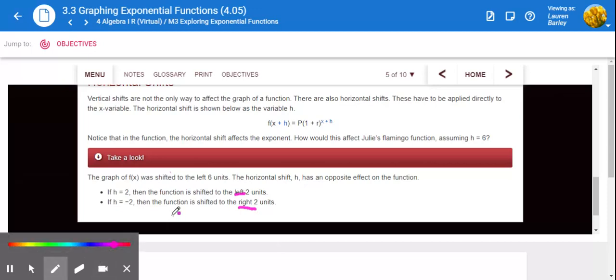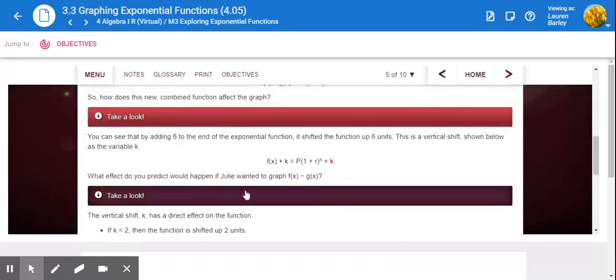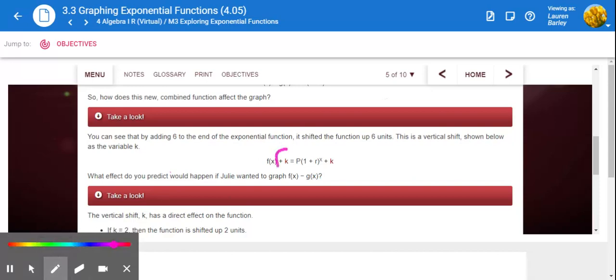So remember, when you are transforming or shifting your graph, if the number you're adding is inside of the parentheses, right in there with the x value, then that is a horizontal shift. If the number that you are adding or subtracting to your function is on the outside of your function, for example, like here, then that is a vertical shift, moving it up and down.